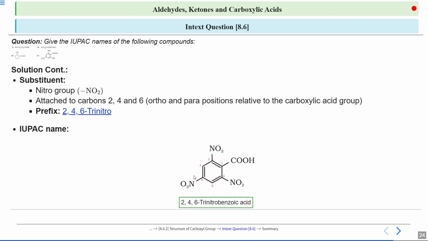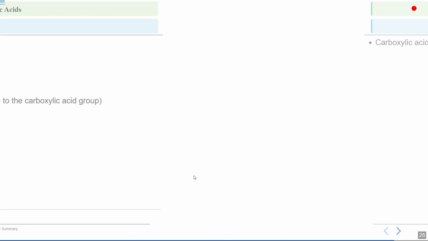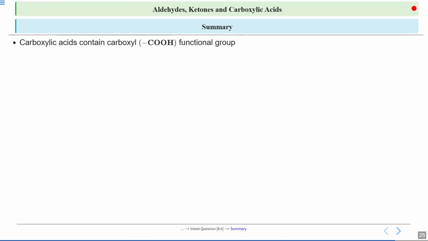So this is how, by following a certain set of rules, you can write the IUPAC names of particular compounds. Now let us summarize whatever we have studied in today's lecture. So the carboxylic acid contains the carboxylic functional group, which is COOH. Then we talked about the structure of carboxylic acid.